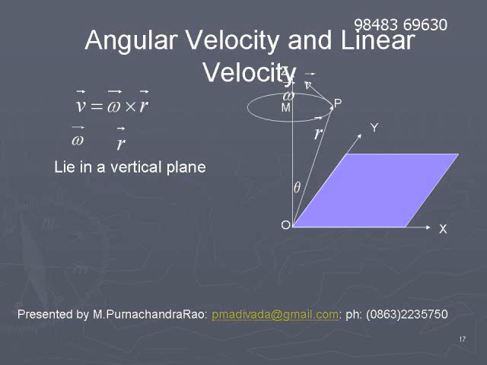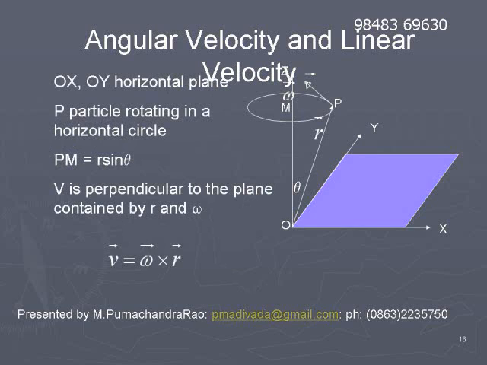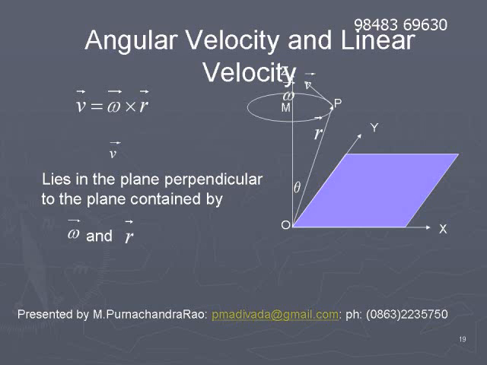R bar and omega bar lie in a vertical plane. The relation between these three vectors is V bar is equal to omega bar cross R bar. And V bar will be in a horizontal plane, so it will be perpendicular to the plane contained by omega bar and R bar. So this is the relation between linear velocity and angular velocity.